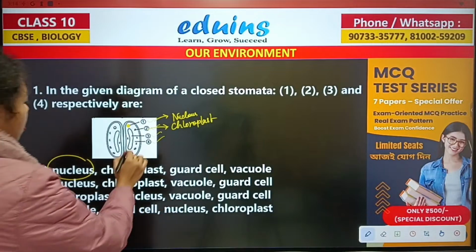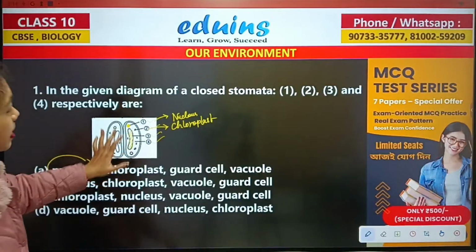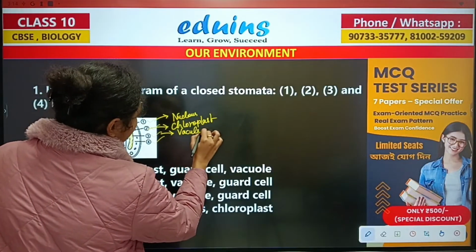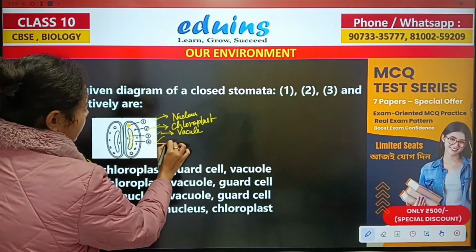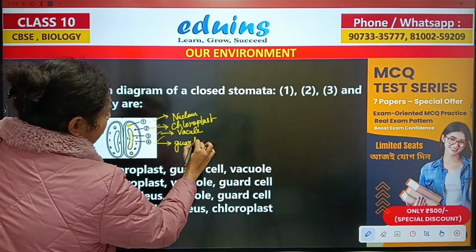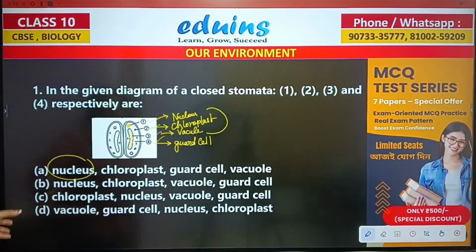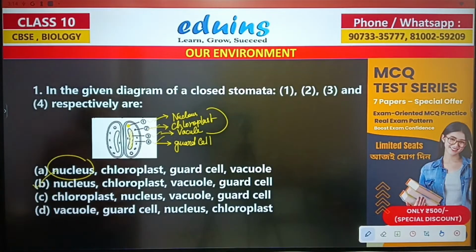Number three, the inner place is occupied by the vacuole. So number three is vacuole, and the last is the guard cell. The number four is guard cell, because they are enclosed inside the guard cell. So what will be the correct answer? The correct answer will be option B. Option B is the correct answer.